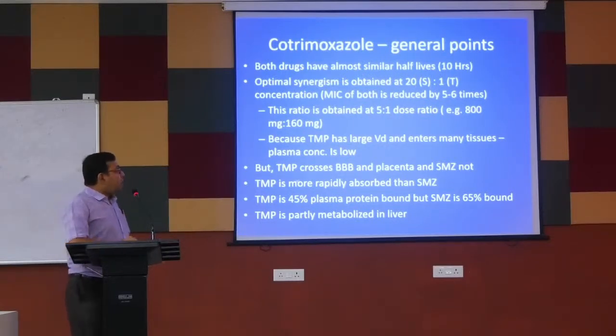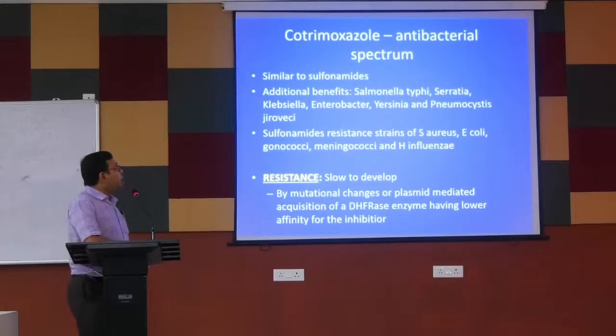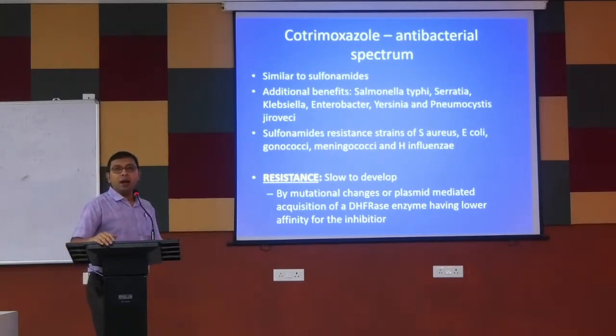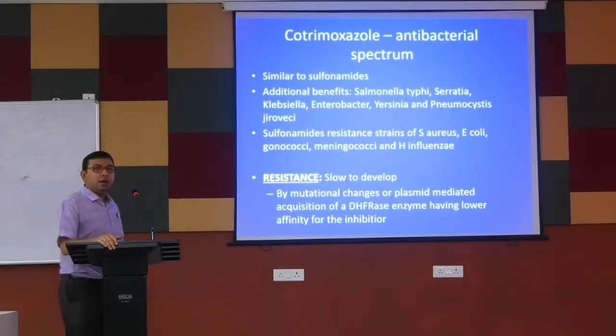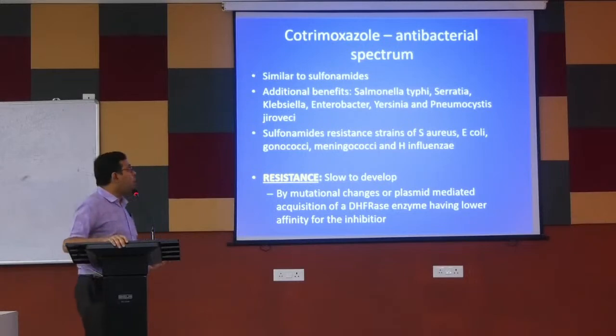Okay. And trimethoprim crosses the blood-brain barrier and placenta, sulfonamide does not, so the combination can be used if there are infections in the cerebral region. Trimethoprim is more rapidly absorbed than sulfonamide. It is 45% plasma protein bound versus sulfonamide 65%, and it is partly metabolized in the liver. The antibacterial spectrum is similar to sulfonamide. Additionally, it is effective against Salmonella typhi, which causes typhoid, Serratia, Klebsiella, Enterobacter, Yersinia, and Pneumocystis jirovecii or Pneumocystis carinii. That is already discussed, Pneumocystis carinii pneumonia.